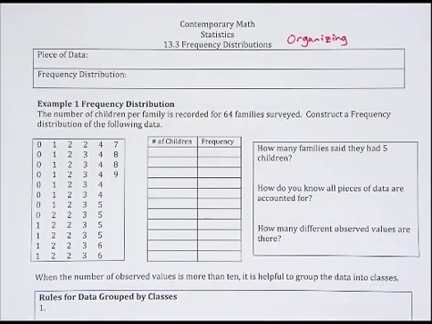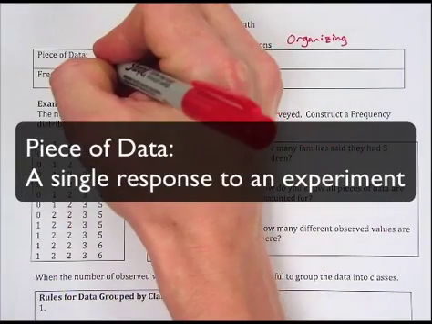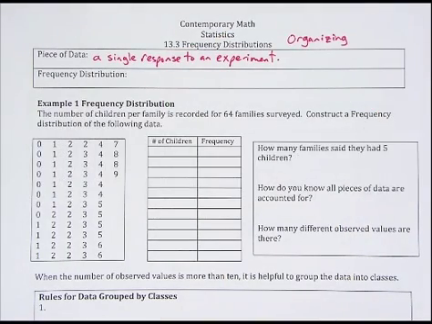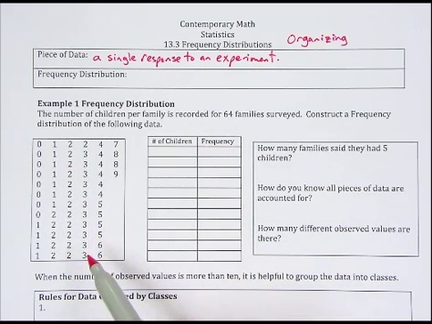So a lot of times you get many pieces of data. For your experiment, you're getting 40. So a piece of data is a single response to an experiment. Now as you get many responses, many pieces of data, looking at it can become a little bit overwhelming.